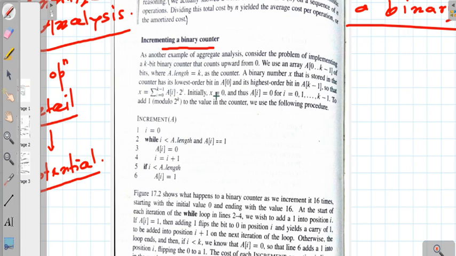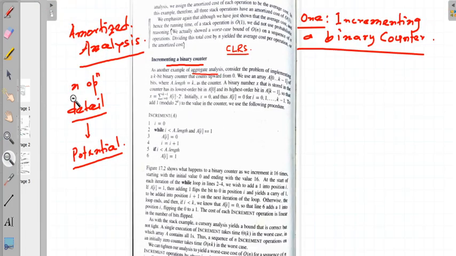This is another example of aggregate analysis, and it is as usual from the CLRS book. We are taking the help of the CLRS book. Okay, so maybe we can go back to the original one.